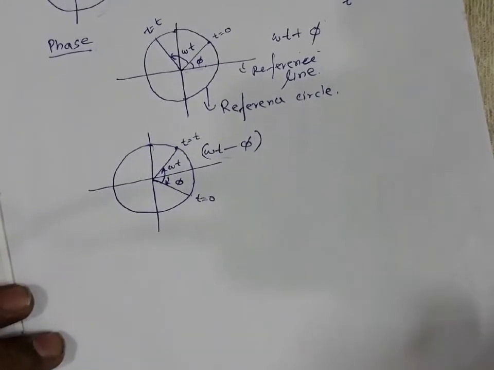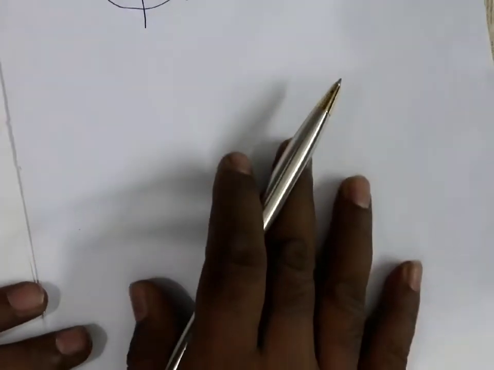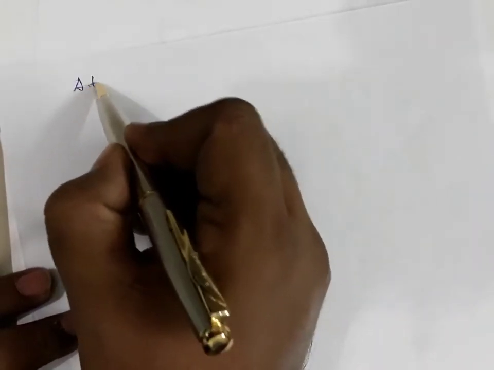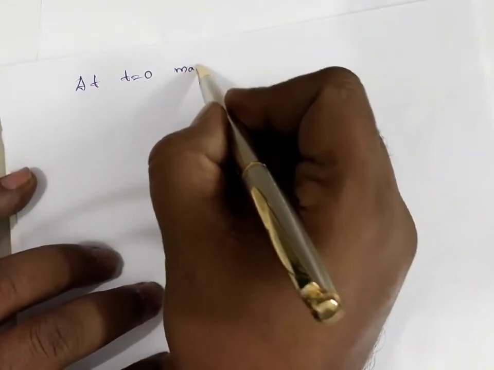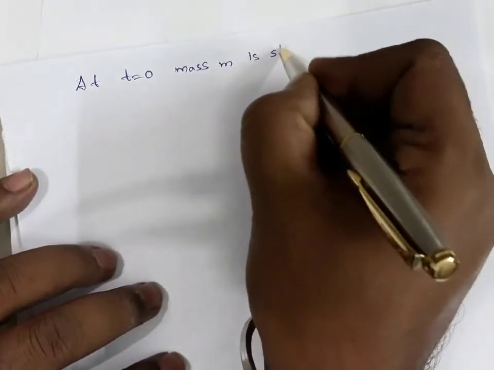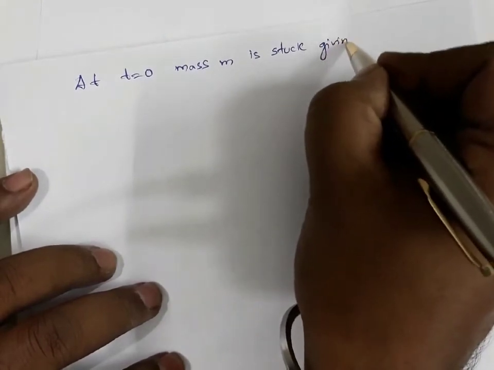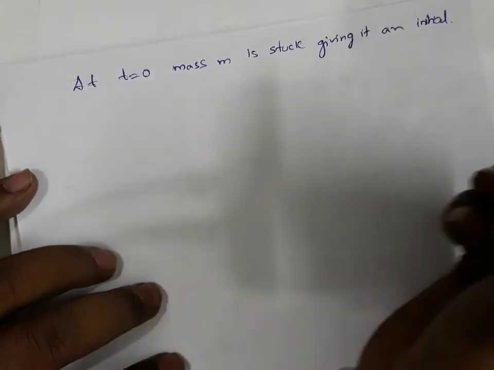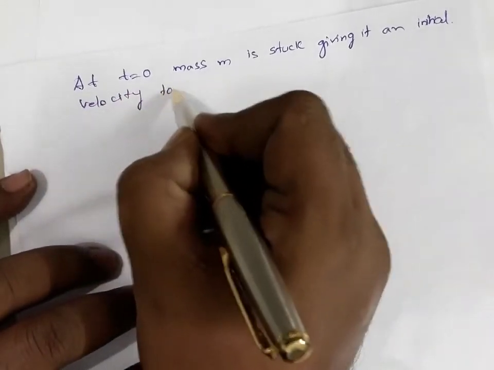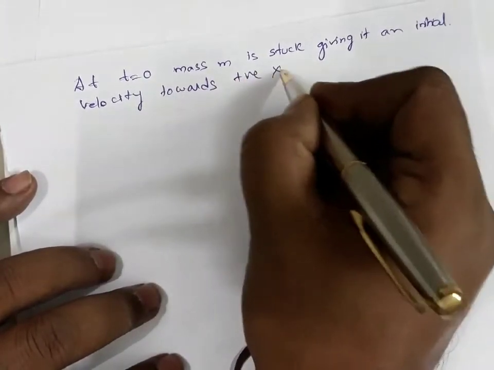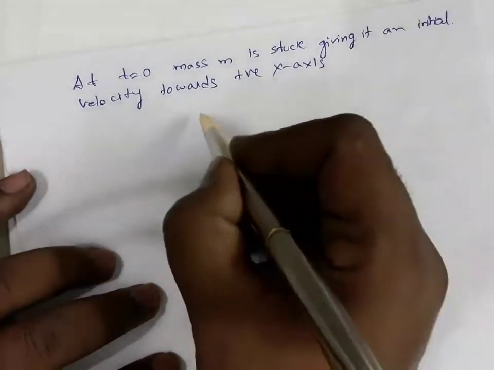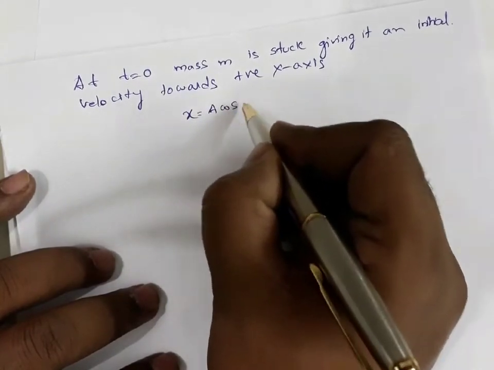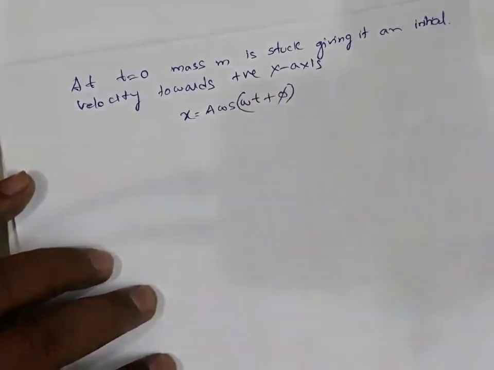Now let us take a problem based on this concept. Suppose at t equal to 0, mass m is struck, giving it an initial velocity towards the positive x-axis. Now the displacement equation for the particle is x is equal to a cos(omega t plus phi).